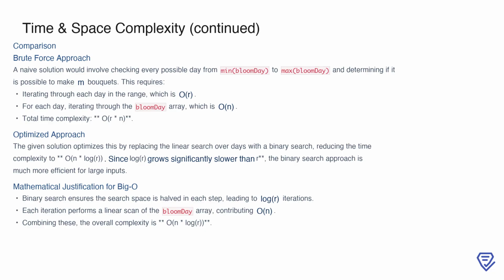Mathematically, the binary search ensures that the search space is halved in each iteration, leading to O(log r) steps. Each step involves a linear scan of the bloom day array, contributing O(n). Combining these, the overall time complexity becomes O(n * log r), making the optimized approach far more efficient.